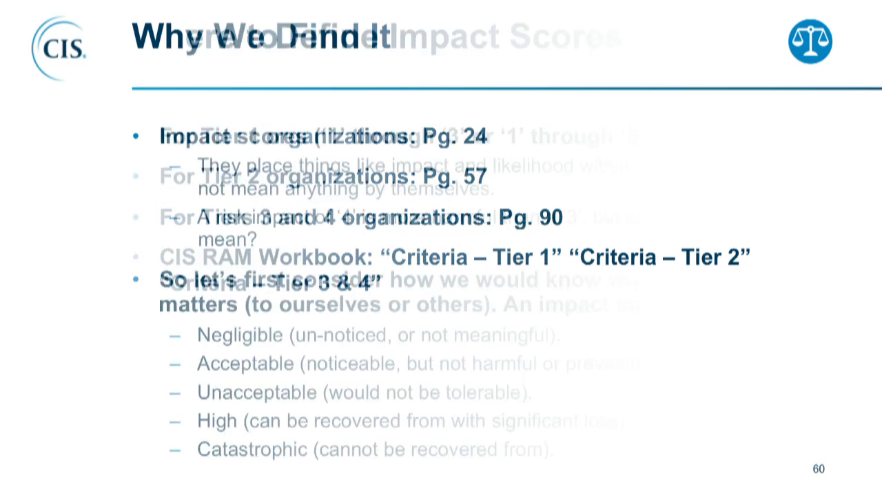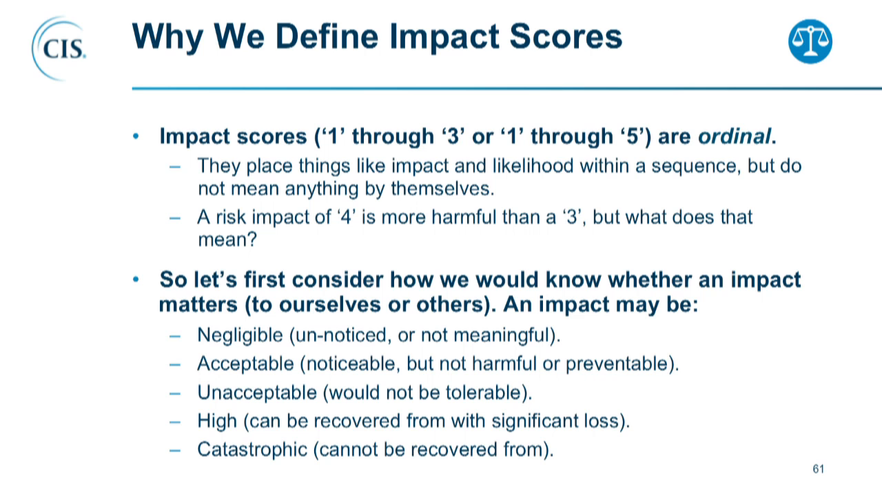Let's jump ahead. So when we see impact scores 1 through 3, 1 through 5, again, it helps us do math. It helps us prioritize. So what we see is that someone might be able to say, once they do the raw math, oh, 4 is obviously more important than 3. Okay, that might help the few people who did the risk analysis. Doesn't help people outside of your team, though. So let's consider how we know whether an impact matters to us or others.